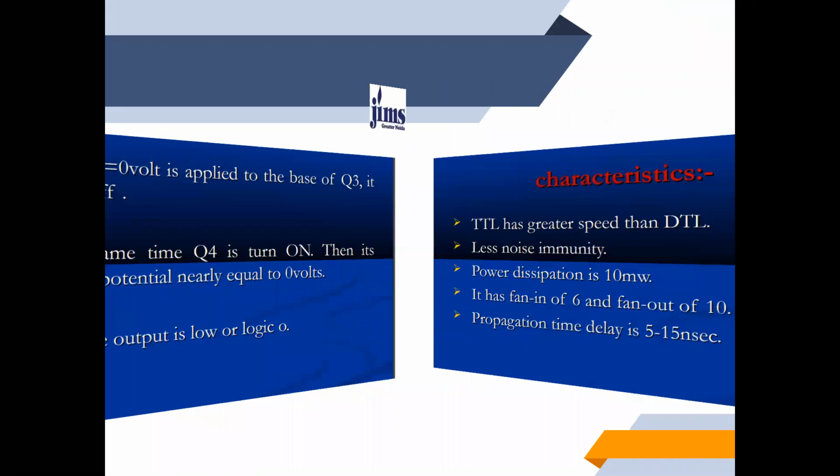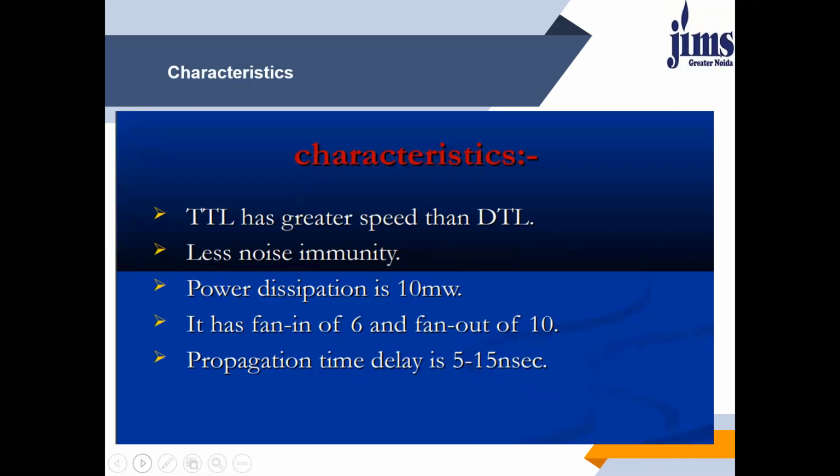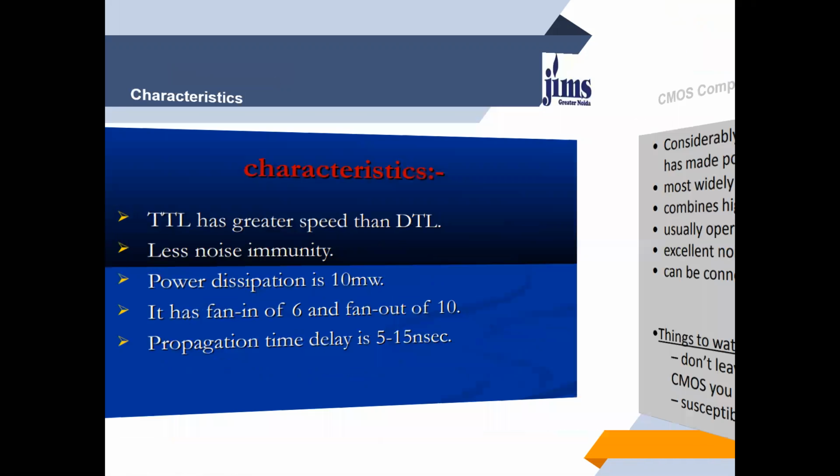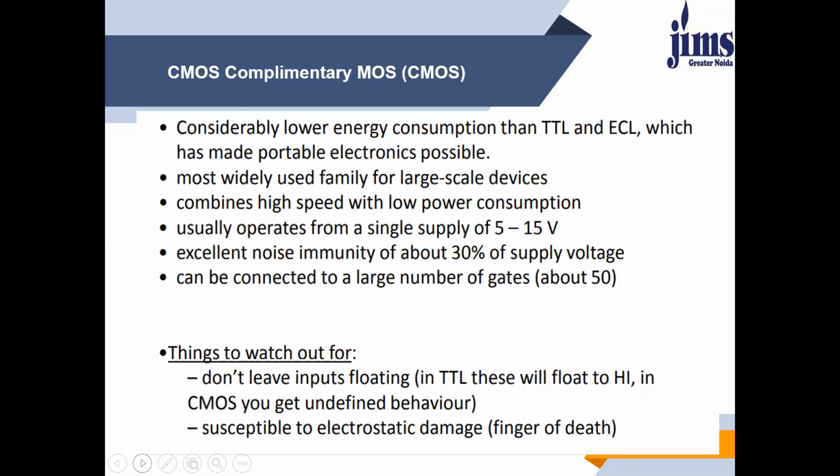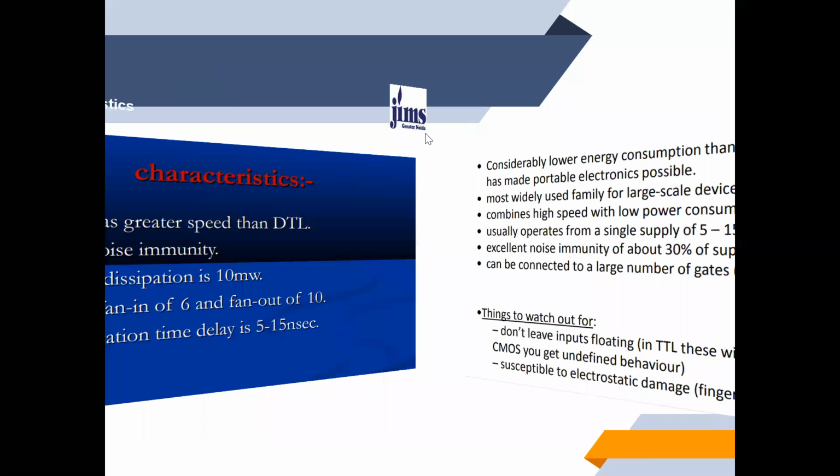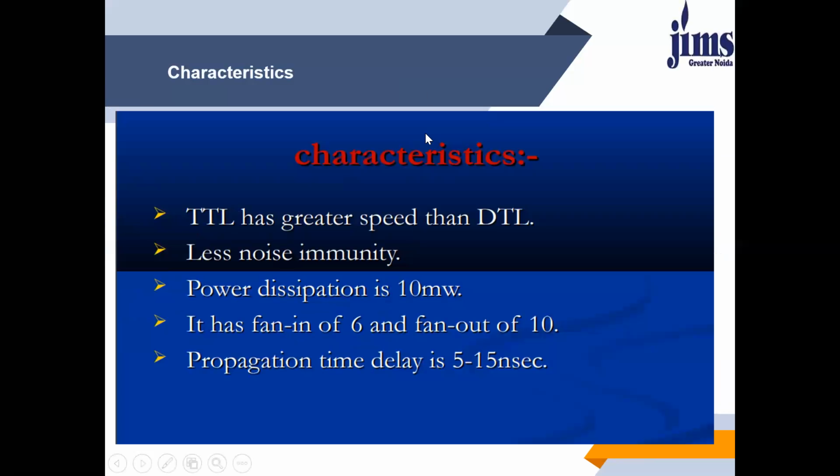So this is the working of TTL, and these are a few characteristics that it has: less noise immunity, faster than DTL, but less speed in comparison to ECL. It has a fan-in of 6 and a fan-out of 10. Propagation delay is 5 to 15 nanoseconds. So this is the working of which type of gate? The TTL, transistor logic gate.